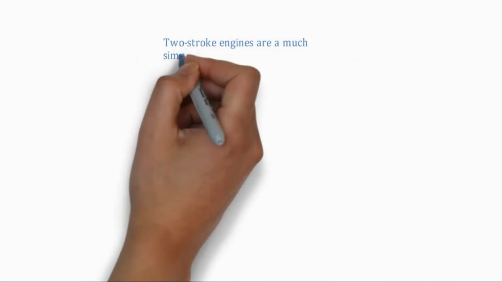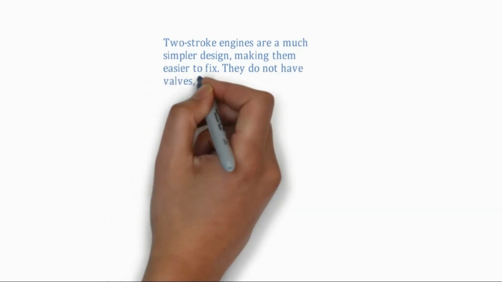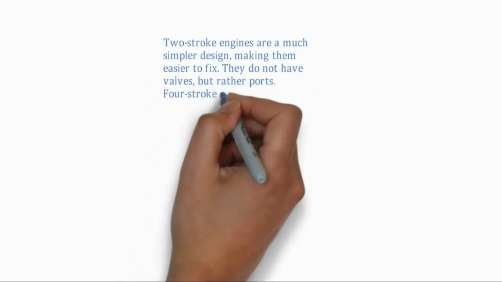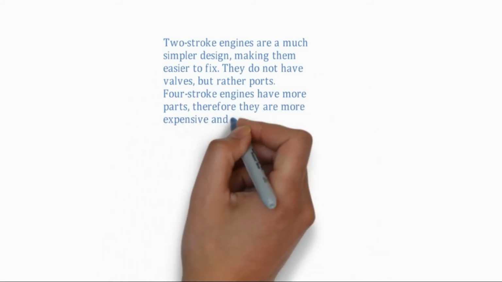Two-stroke engines are a much simpler design, making them easier to fix. They do not have valves, but rather ports. Four-stroke engines have more parts, therefore, they are more expensive, and repairs cost more.